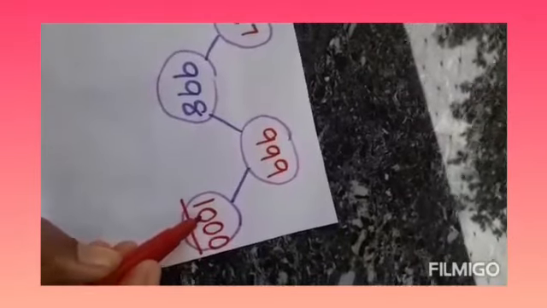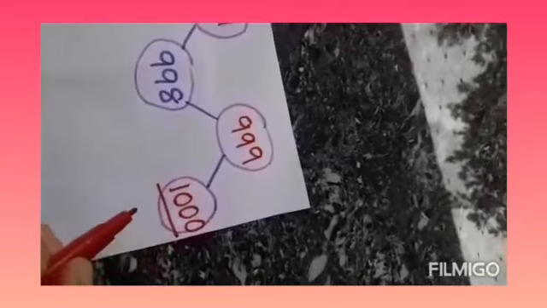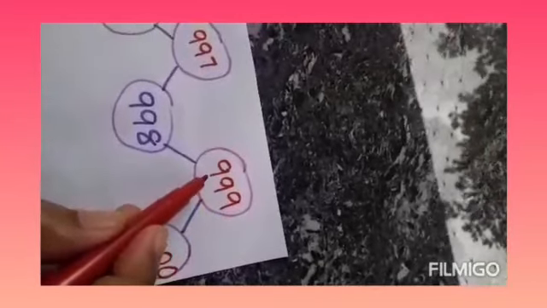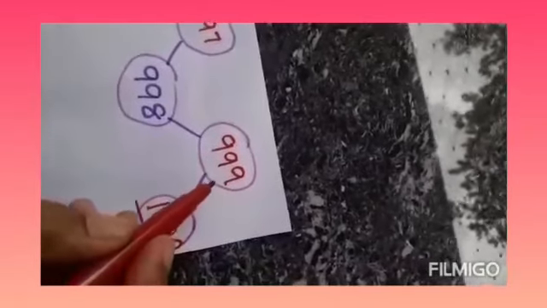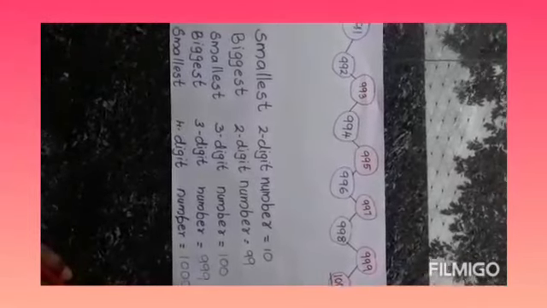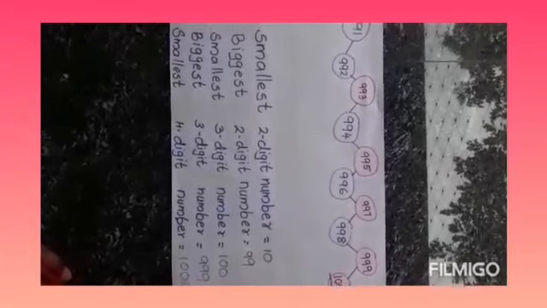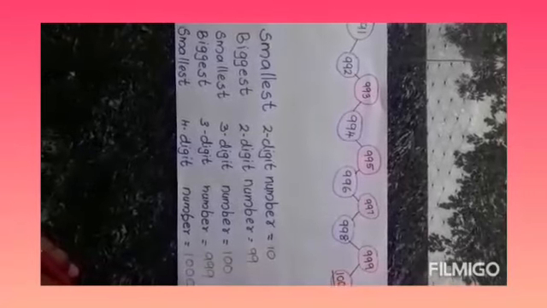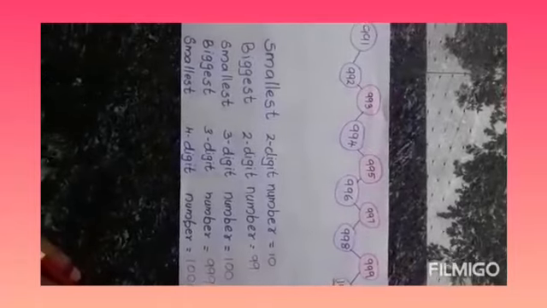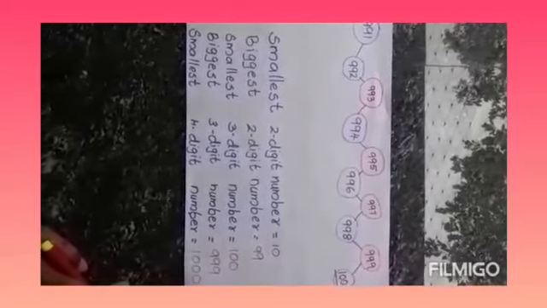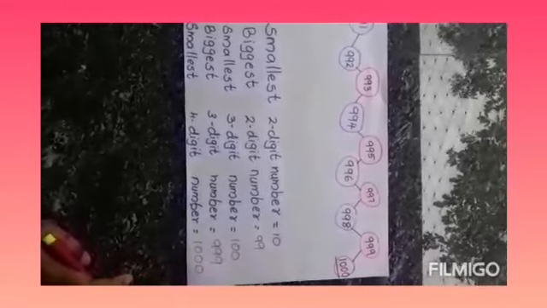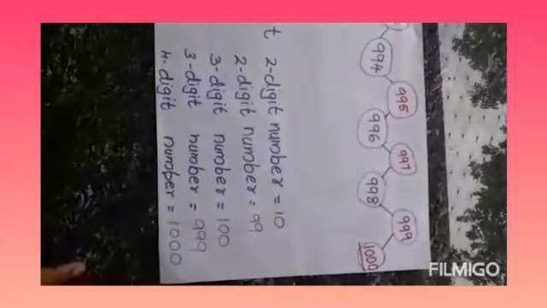How many digits are in 1000? 1, 2, 3, 4. 4 digits. Then look here. 999. How many digits? 1, 2, 3. Only 3 digits. So 999 is the last three-digit number, or the biggest three-digit number. Which is the smallest two-digit number? 10. Biggest two-digit number, 99. Smallest three-digit number, 100. Biggest three-digit number, 999. Smallest four-digit number, what is the number? Yes, 1000.